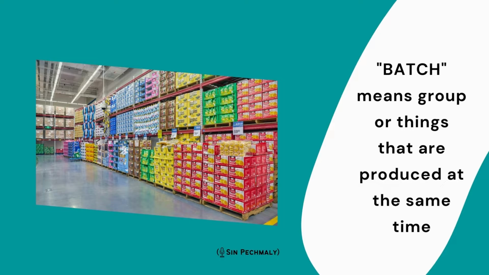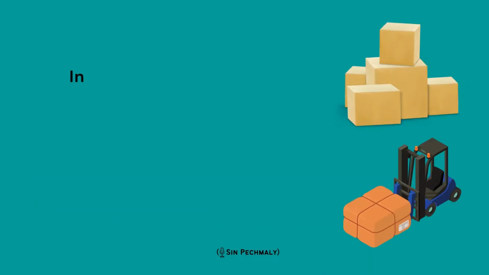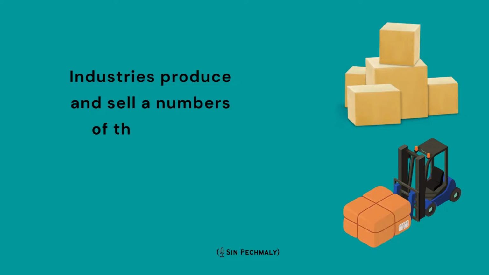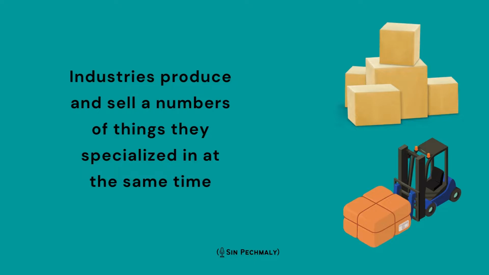Moving on to batch costing, we have to know that batch means a group of things that are produced together at the same time. So this simply means batch costing is when industries produce and sell a number of things they specialize in at the same time to their customers.